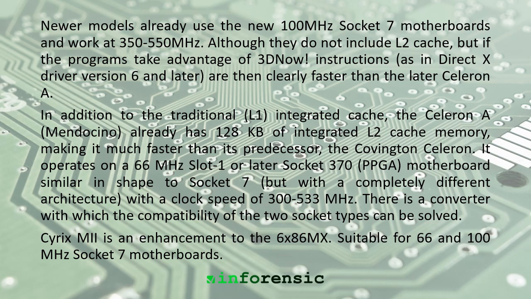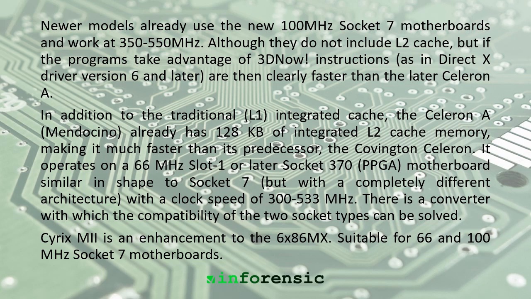In addition to the traditional L1 integrated cache, the Celeron A, Mendocino, already has 128 KB of integrated L2 cache memory, making it much faster than its predecessor, the Covington Celeron. It operates on a 66 MHz Slot 1 or later Socket 370 PPGA motherboard, similar in shape to Socket 7 but with a completely different architecture, with a clock speed of 300 to 533 MHz. There is a converter with which the compatibility of the two socket types can be solved.